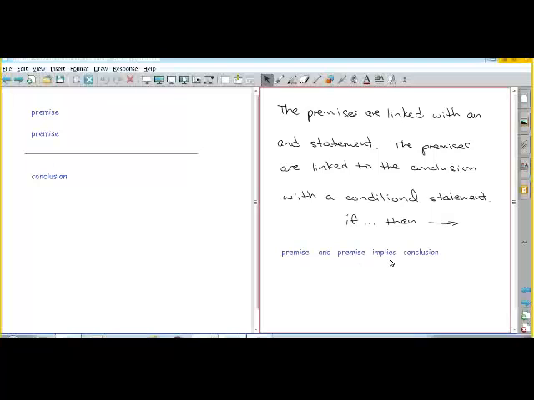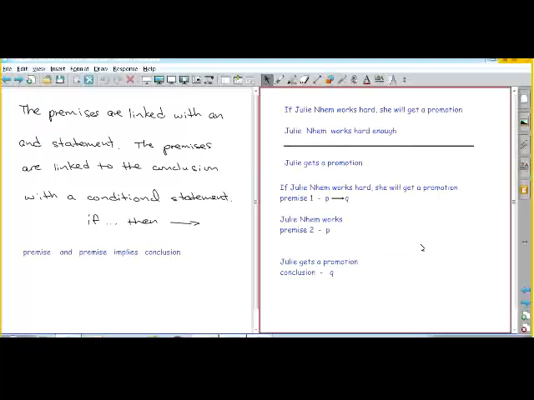So it's premise and premise implies, or if-then implies, which means it's a conditional relationship to the conclusion. This will become important when we construct our logic statement and fill out truth tables to get a result. If it turns out that they're all true, then it's a valid argument. You'll see that in a second.